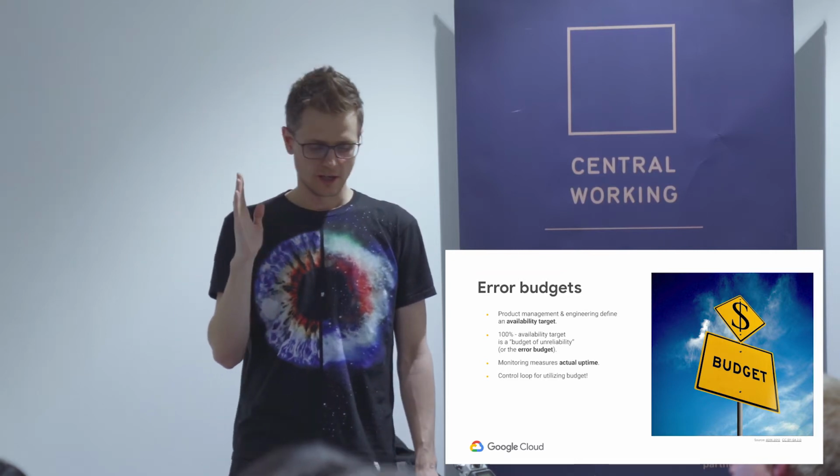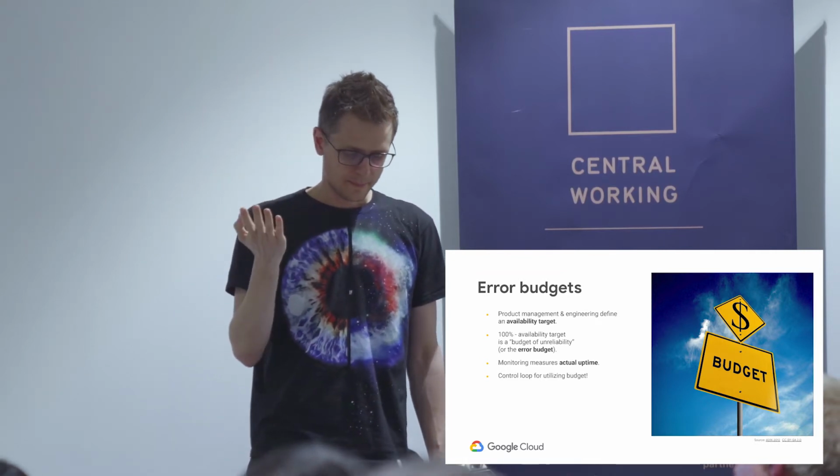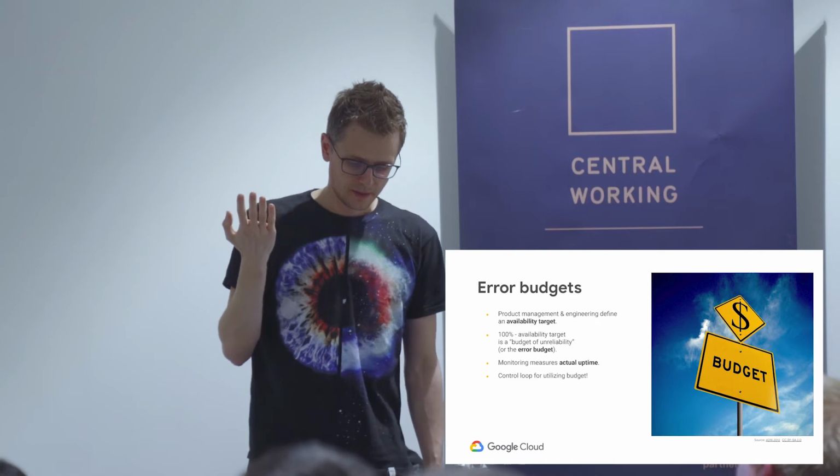So if you fail, for example, a more practical example, right? If you set yourself a target of 99.9% and your system processes 1 million requests per day, you can fail 1,000 requests every day. And this is your budget that you can work with, right?